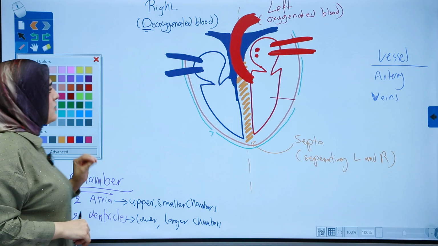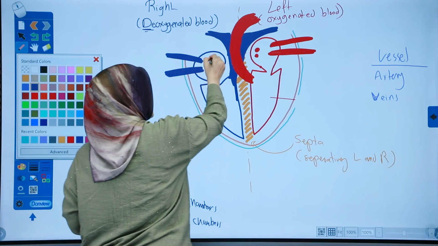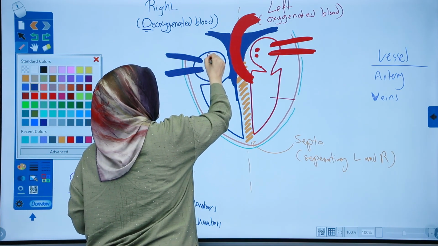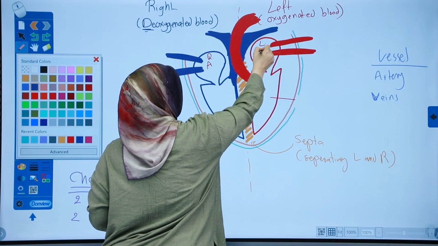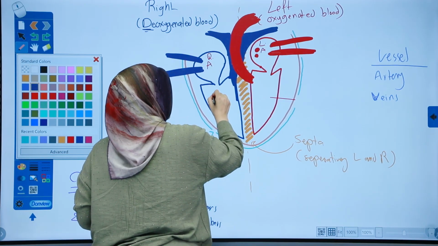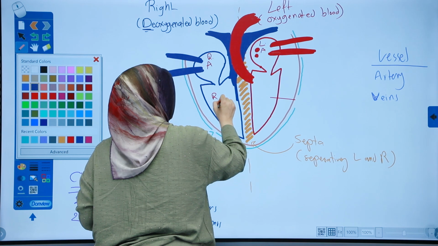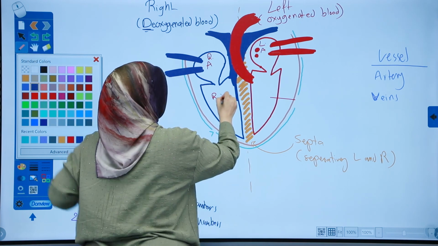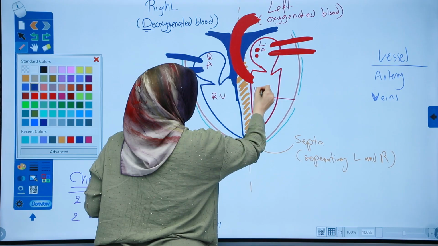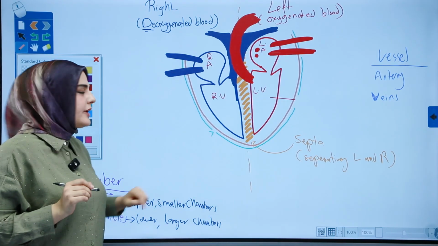So the first thing I want you to know is that this is atria, right? Atria. This is the left atrium. This is the right ventricle. Right ventricle. This is the left ventricle. Just so you remember it.